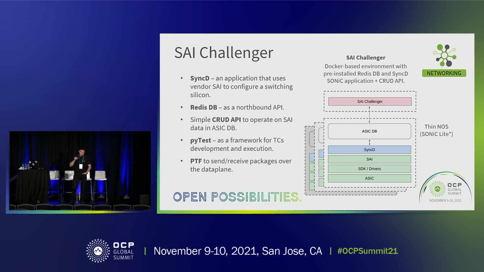SAI Challenger utilizes this approach, this feature of SONiC. We keep the whole bottom part of SONiC as is. So it's a Docker environment with syncd inside. The only difference is that in SONiC, syncd is a separate Docker and Redis is a separate Docker. We usually pack them into one Docker container. And SAI Challenger provides a simple Python API to communicate with Redis as a northbound interface for the final solution. So it's still the same syncd sources as we have in production.